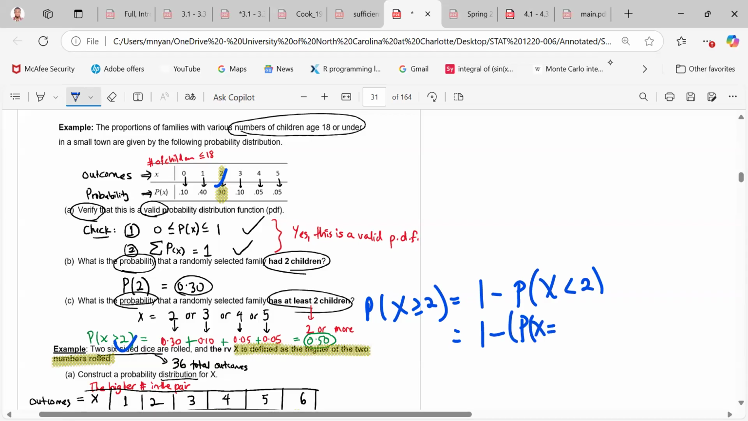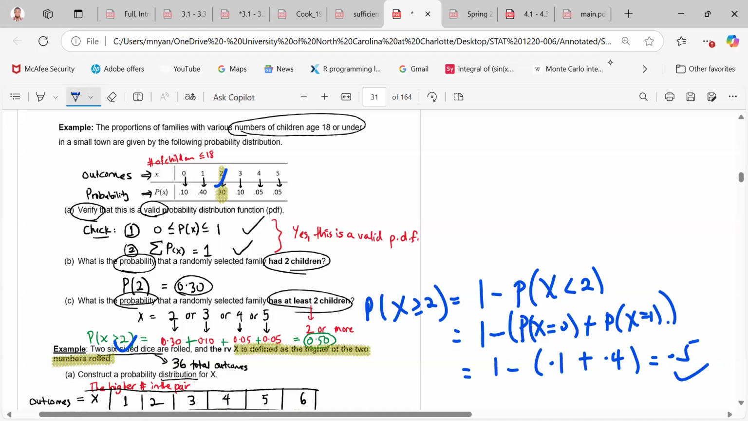So this is equal to 1 minus the probability that S is equal to 0 plus the probability that S is equal to 1. We know these probabilities: that is 1 minus 0.1 plus 0.4. Okay, so you add this, and you're going to get the same answer, 0.5. So this approach also works.